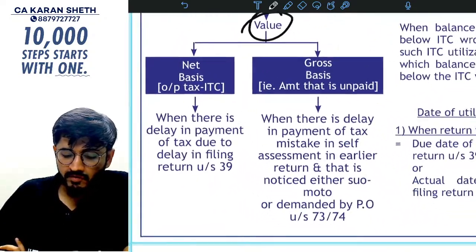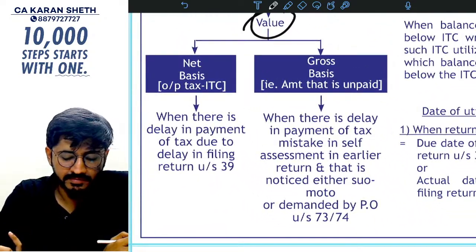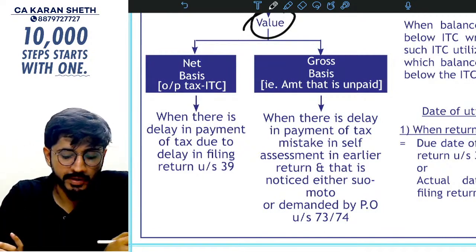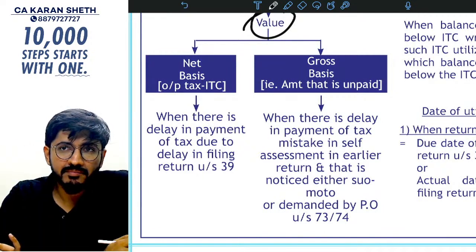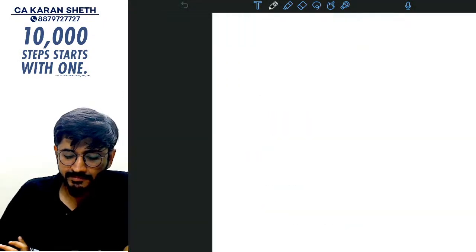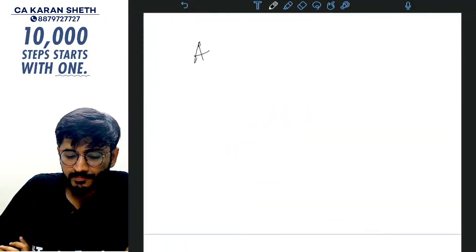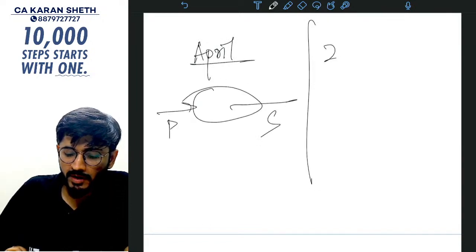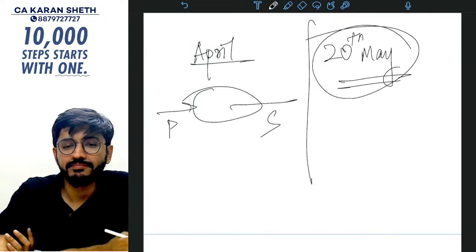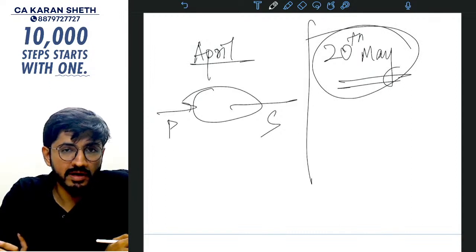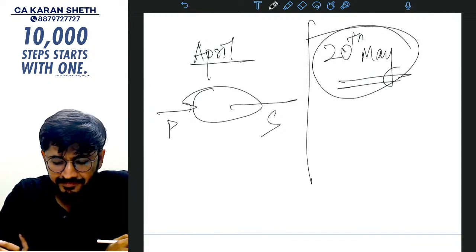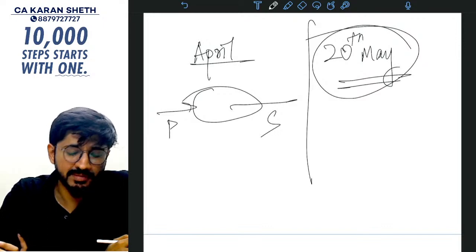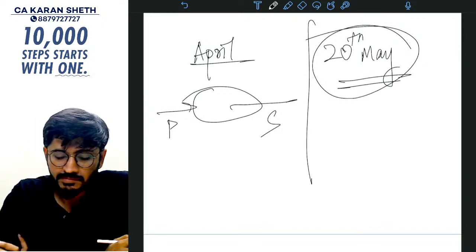Now understand, why did you fail to pay tax? Reason number 1, that it was the month of April, you have done some purchases, you have done some sales, and you are required to file return on 20th May. You are required to file return on 20th May and also pay tax on the same day, 20th May.